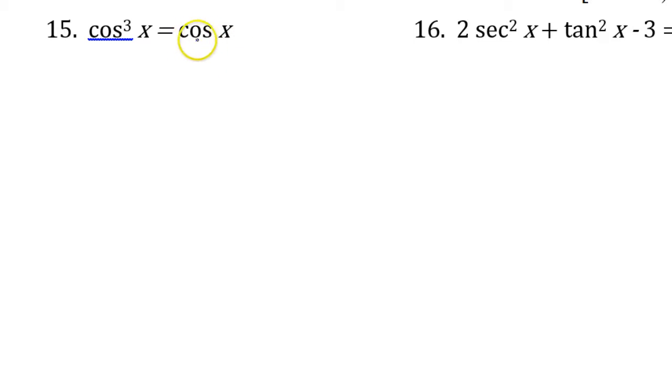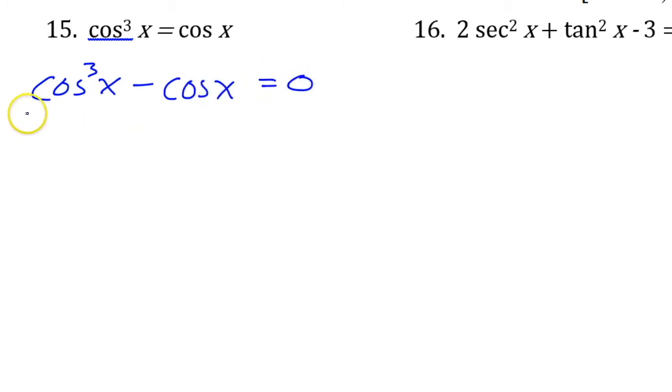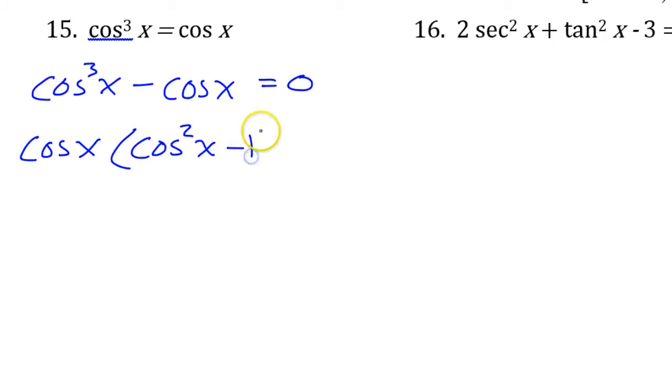Instead, we're going to subtract cosine from both sides. So that will leave us with cosine cubed x minus cosine x is equal to 0. I'm going to factor this, and the first step of factoring is to factor out a common factor. So I see that cosine is common, so if I take cosine out, that leaves me with cosine squared x minus 1. So now I'm going to use the zero product property and set each of these equal to 0 and solve.